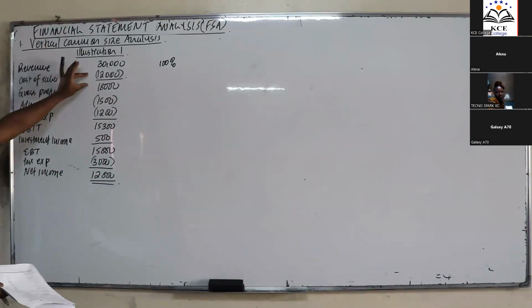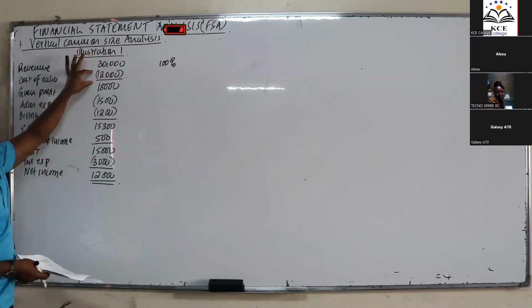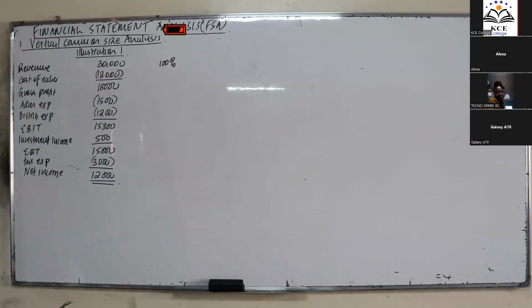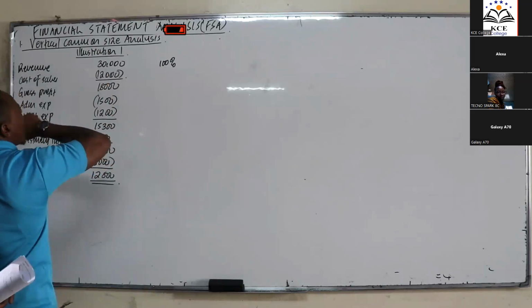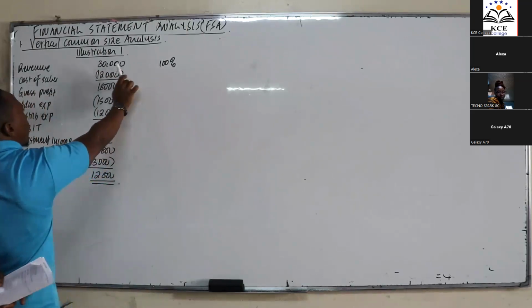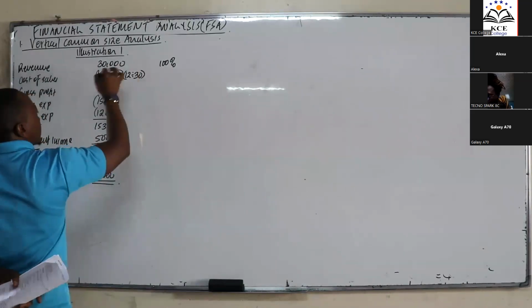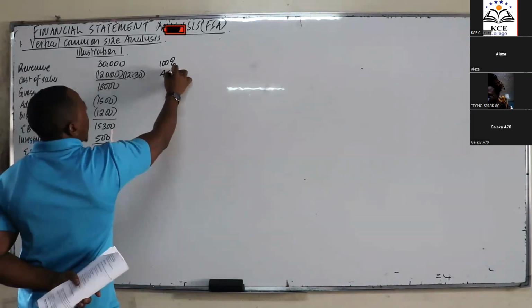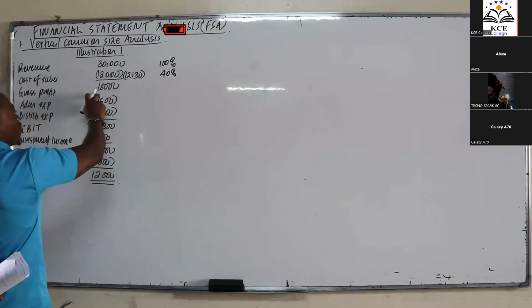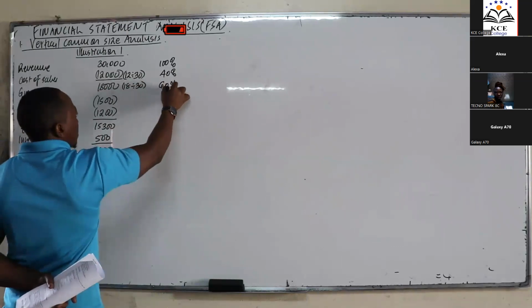For example, for the cost of sales, if 30,000 is equivalent to 100, what about 12,000? It will be equivalent to how much? So do that. In short, you'll be taking 12 over 30 times 100. So you take 12, you divide by 30, then you multiply by 100. You get an amount of? Yeah, it's 40%. We do the same for gross profit. Now, gross profit, you take 18, you divide by 30. That means it will be 60%.